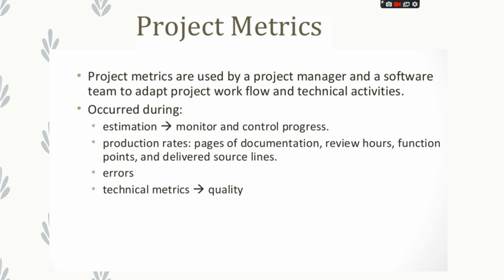Project metrics. Project metrics are the ones used by the project manager and the software team to adapt project work, flow and technical activities. Estimation, monitoring and controlling progress, production rate, pages of documentation, review hours, function points, delivered source lines, errors, technical metrics, quality. These are a few of the points kept in mind by the project manager as well as the software team while adapting a specific kind of project work.